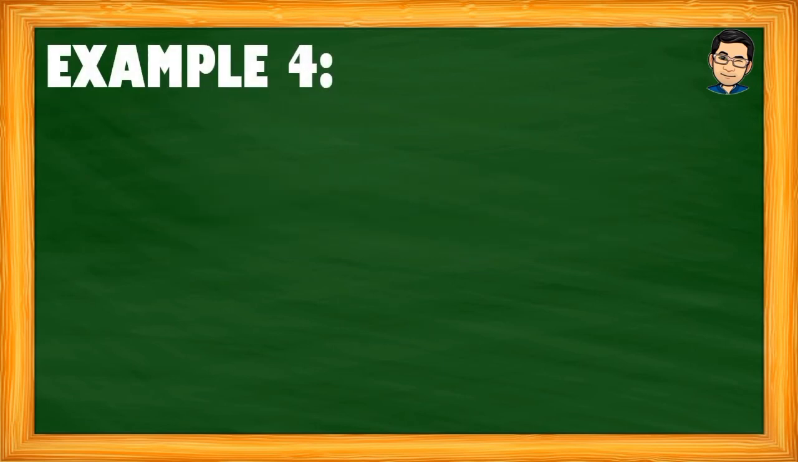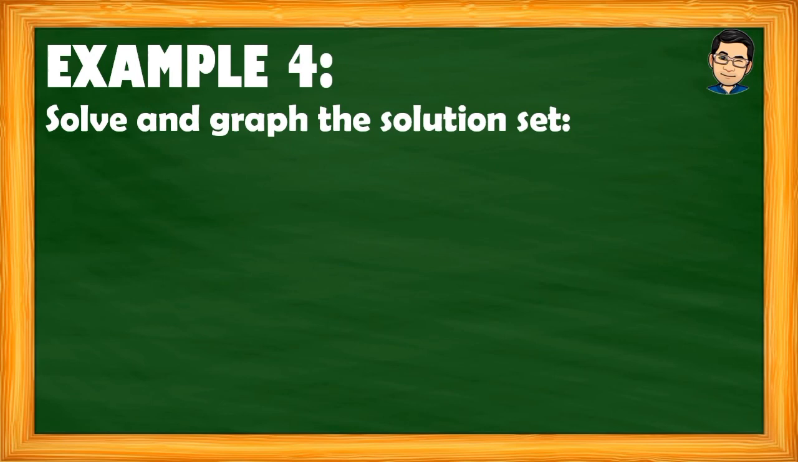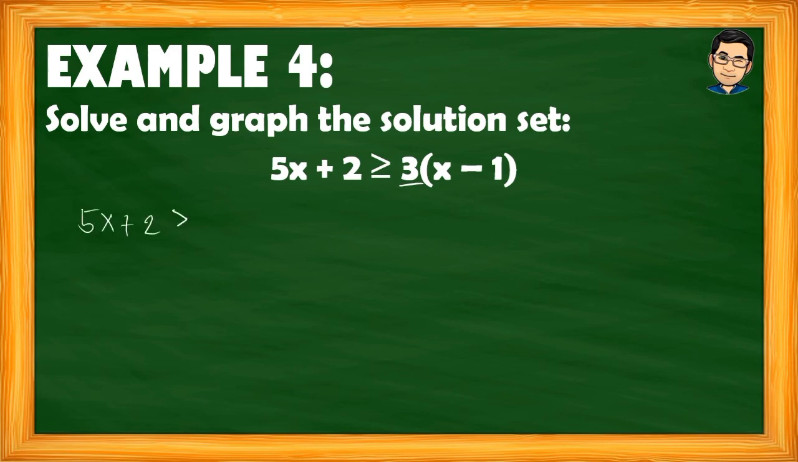Next, example number 4. Solve and graph the solution set. 5x plus 2 is greater than or equal to 3 times the quantity of x minus 1. Paano natin sasagutin ang kanyang solution set? Kailangan muna nating i-distribute yung 3 dun sa x minus 1. Sulat lang natin ulit: 5x plus 2 is greater than or equal to 3 times x, that is 3x; 3 times negative 1 is negative 3. Wala na po tayong grouping symbol na nakikita.